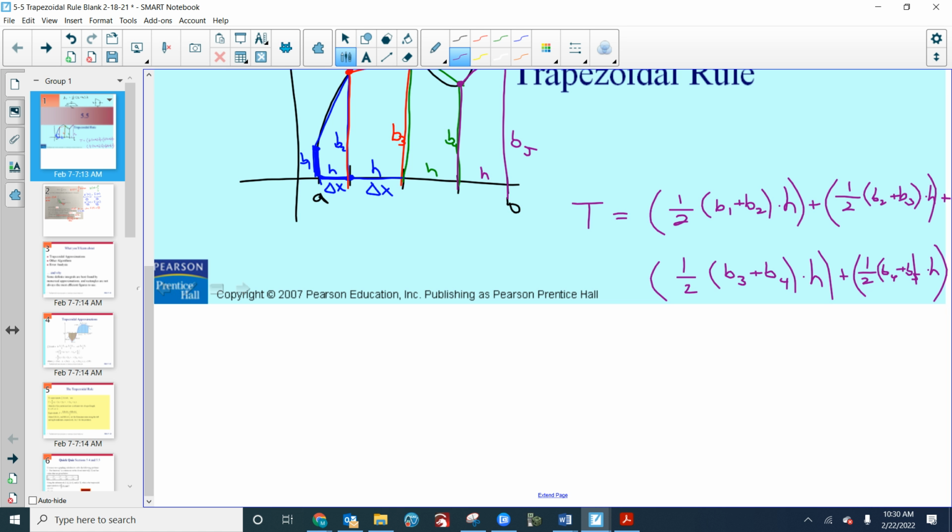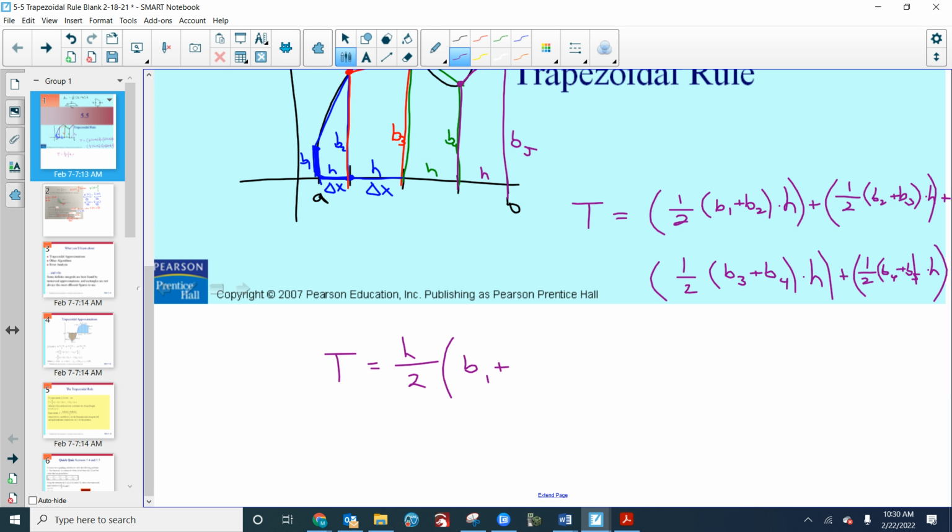Well, if all the trapezoids have the same H, which is nice, we could factor out some stuff. You ready? What can I factor out of every single one of those terms? A 1/2 and a H. Well, 1/2 H is the same as H over 2, isn't it? So what's this going to look like? H over 2, what's left in the first set of parentheses? B1 plus B2 plus B2 plus B3 plus B3 plus B4 plus B4 plus B5.